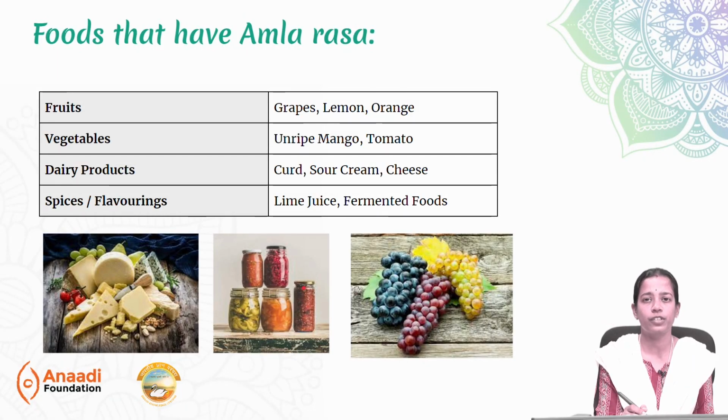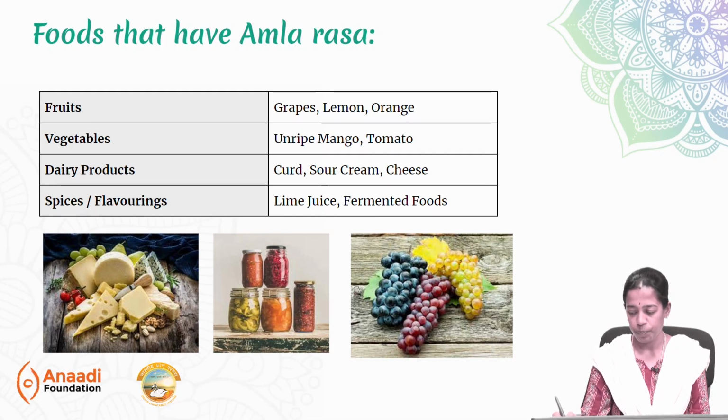Some classic foods which are high in Amla rasa include cheese, sour cream, curd, some fermented foods, all citrus fruits such as grapes, lemon, orange, and some vegetables such as unripe mangoes and tomato.